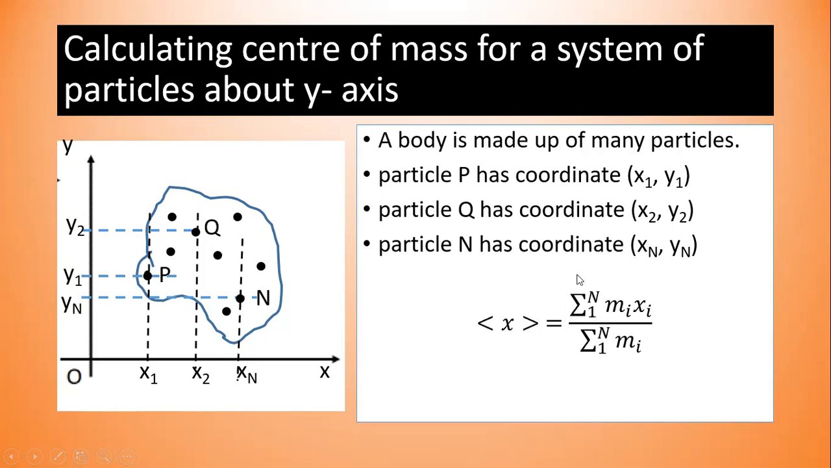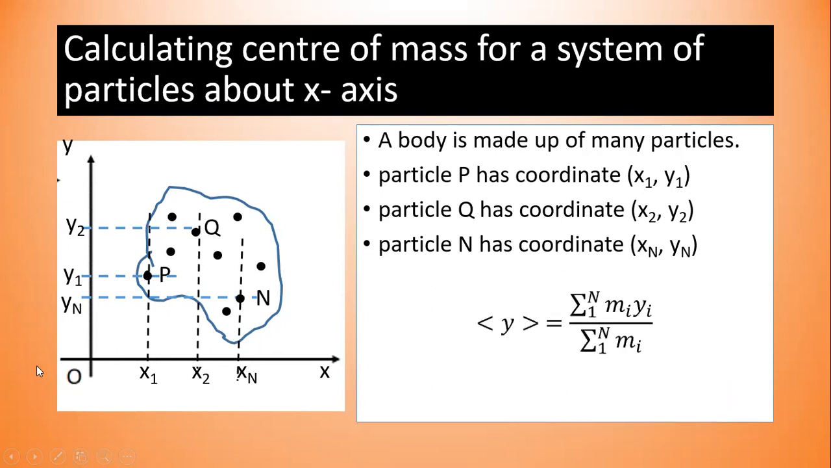So we can use this formula, the sum of the products: mass 1 times x1, mass 2 times x2, and every mass times its distance, and then the mass of n times xn, divided by the total mass. Let's add all the masses of the particles together. So that is the center of gravity, that distance from the y-axis.